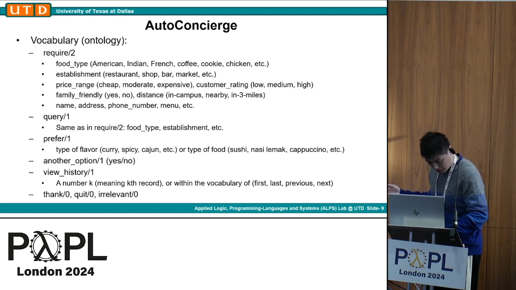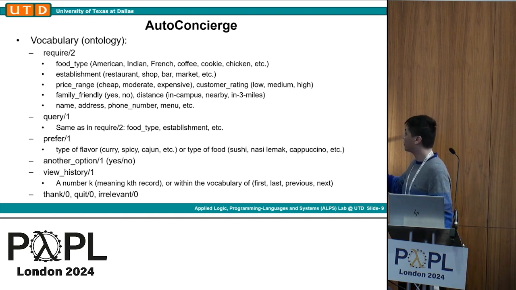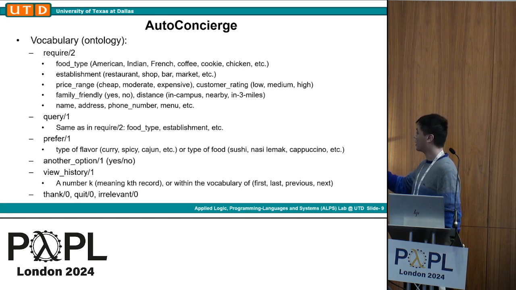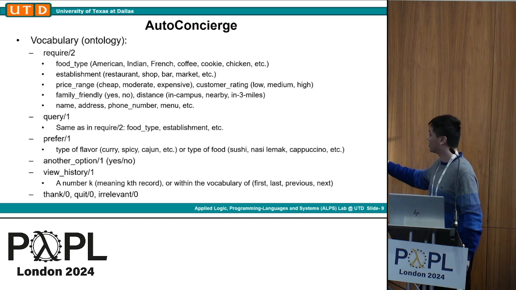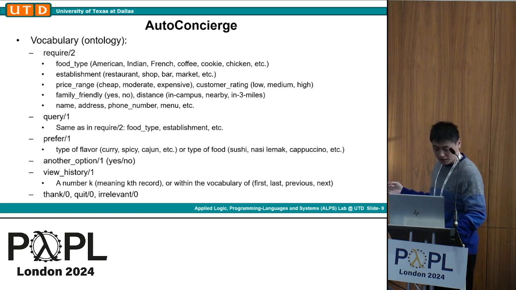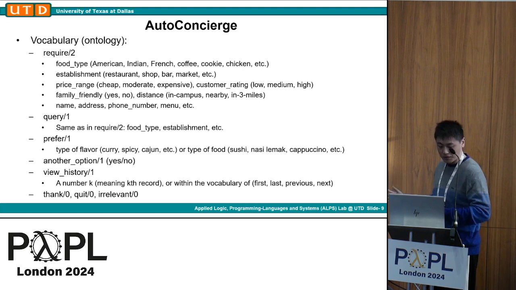Another thing is the query. The query has an arity of 1, which simply says what you are requiring. Like if I said, what is the address of this restaurant, then it will generate a query for the restaurant, query for the address. So these are the first shown up in the first level, like the food type, establishment, and so on and so forth. And also we have the prefer predicates, which is either a type of flavor, like we prefer curry, we prefer spicy, or a type of food, like we prefer sushi or lemak.